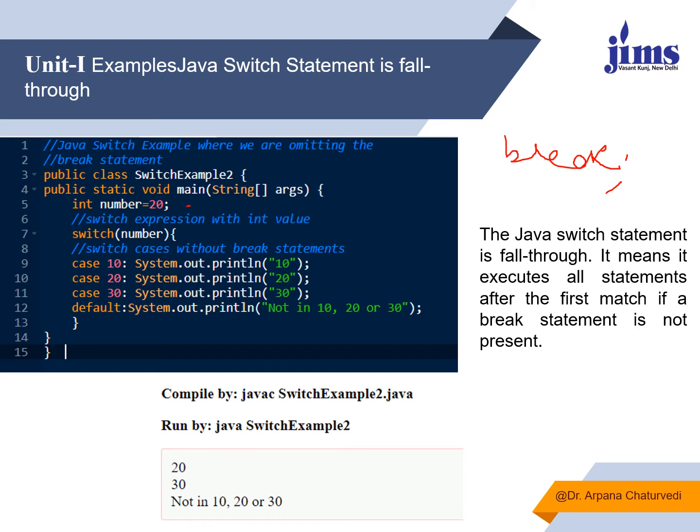Here number is having value 20 and I have written case 10 System.out.println 10, 20, 20, 30, 30 and default not in 10, 20, 30. What it will do, it will check it is 20. So it will go over here, print this statement, unnecessarily go over here, check 30 also and the default statement also because break is not there. That's why it has fallen down to other case statements also.